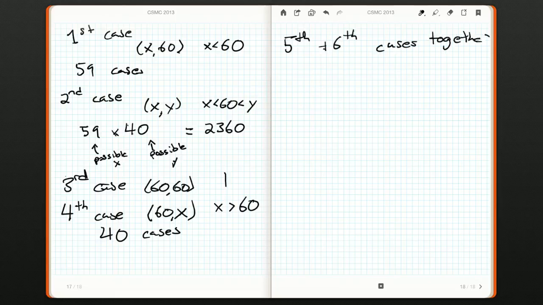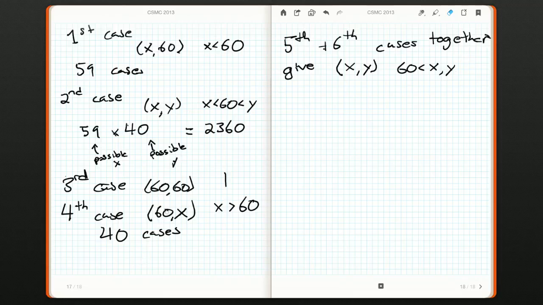Now the fifth and sixth cases, they only differ in their ordering of x and y. So we can combine them. I don't know why that bracket's there. So the fifth and sixth cases basically just say x and y have to both be greater than or equal to 60, but we've covered all the cases where one of them's equal to 60 and the other one isn't. Or have we?